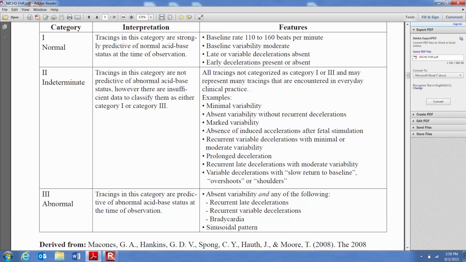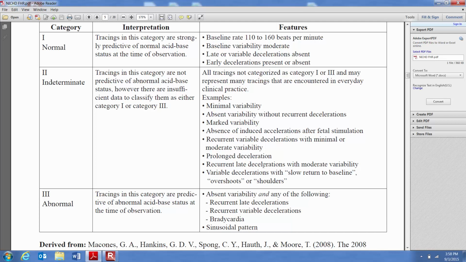If you have absent variability without recurrent decelerations, you're category 2. Now go down there and look at category 3. You see that if I have absent variability, my decelerations have to be recurrent. Okay, so if they're not recurrent, that means if they're not greater than 50% of the contractions, then I fall into category 2. Okay, you see that? Okay, same with marked variability. If I have marked variability, I automatically go into category 2. I don't fit into 1 or 3. So you can see those other qualifying events for category 2.